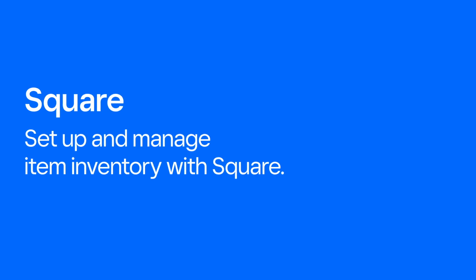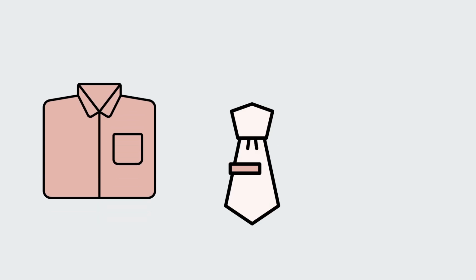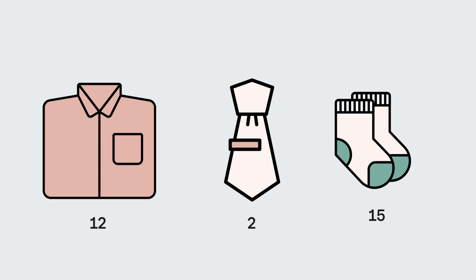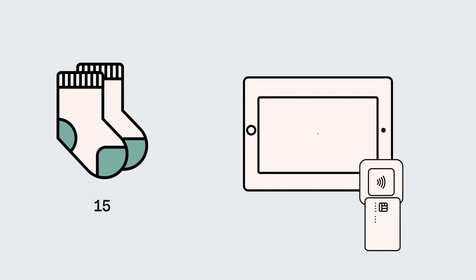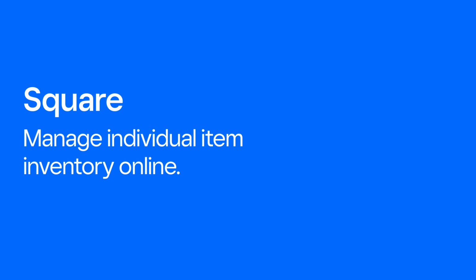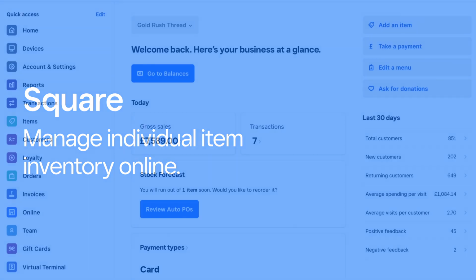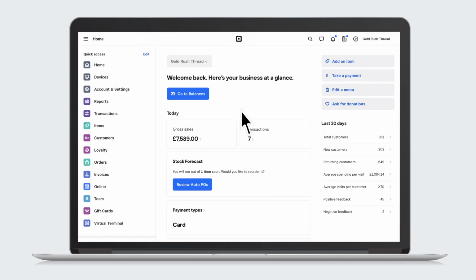With Square, you can quickly and easily set up, track, and manage inventory levels for your item library. Once you enter inventory levels, your stock count will automatically update when you complete a sale. To set up inventory per item from your online Square dashboard, visit Item Library Online.